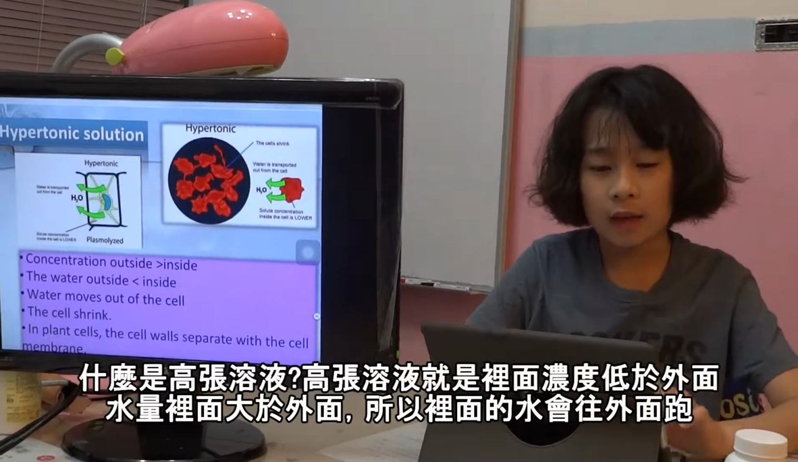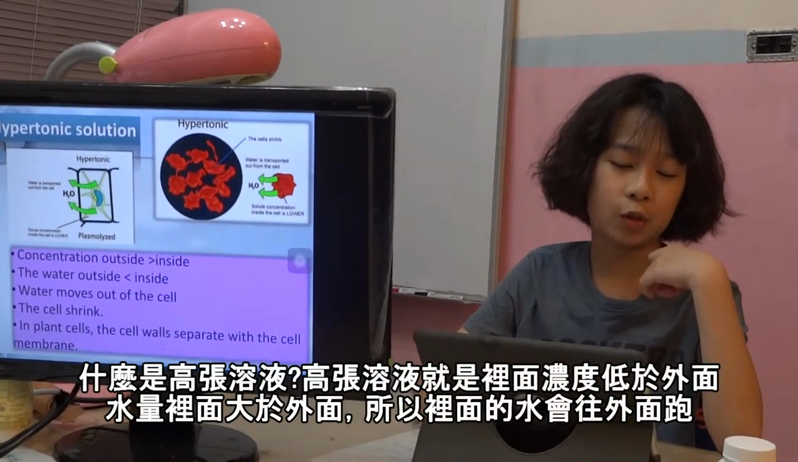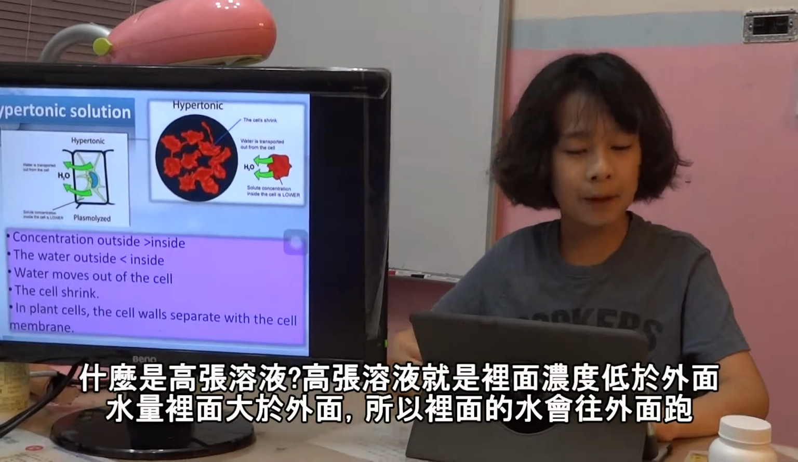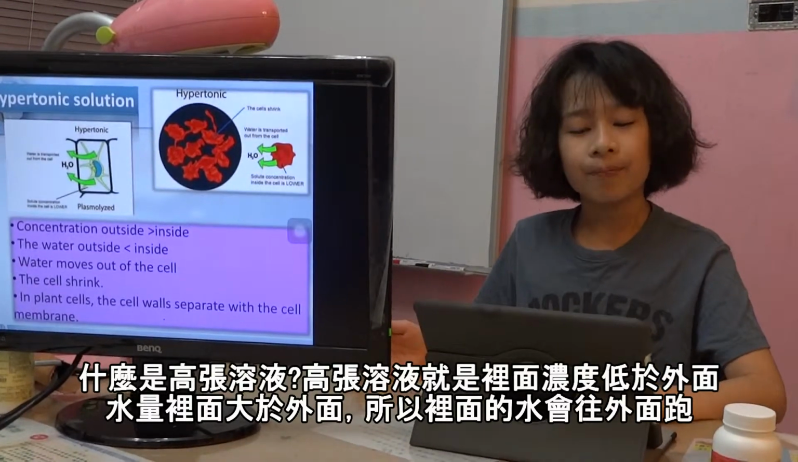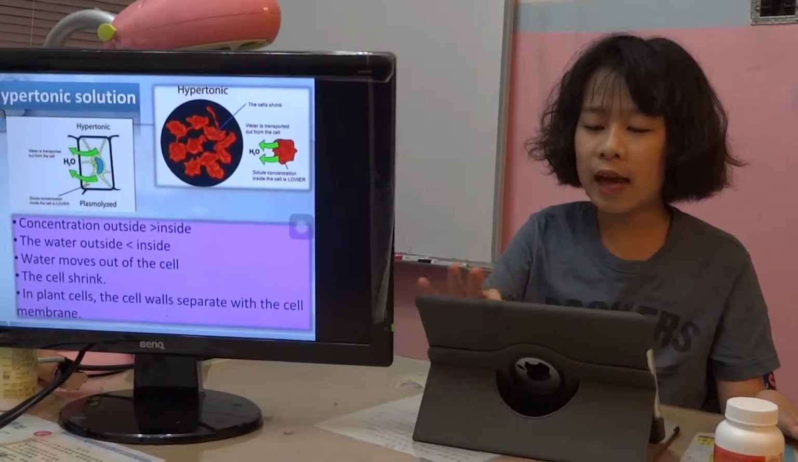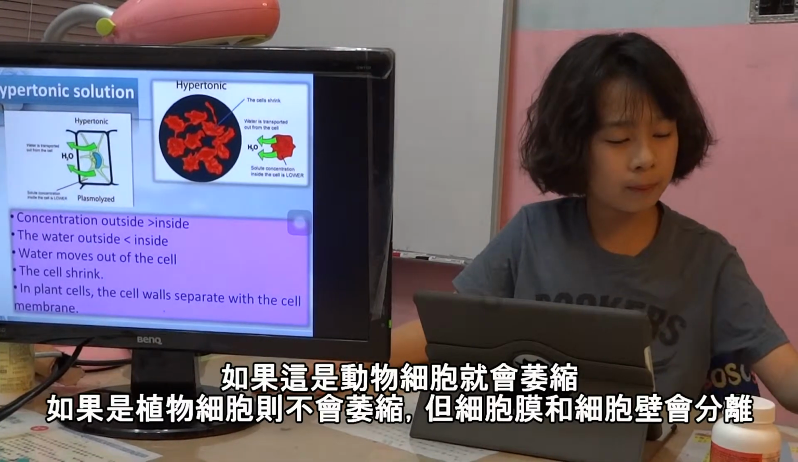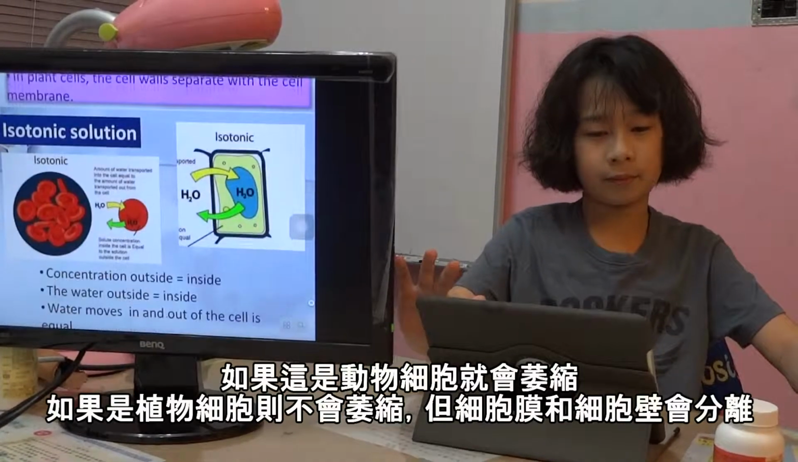What is a hypertonic solution? A hypertonic solution has a concentration outside greater than inside, but the water amount outside is less than inside. The water moves out of the cell, and the animal cell will shrink. The plant cell has a cell wall, so it won't shrink, but the cell membrane and the cell wall will separate.